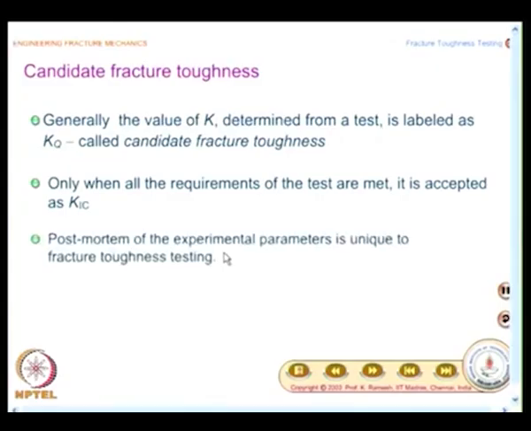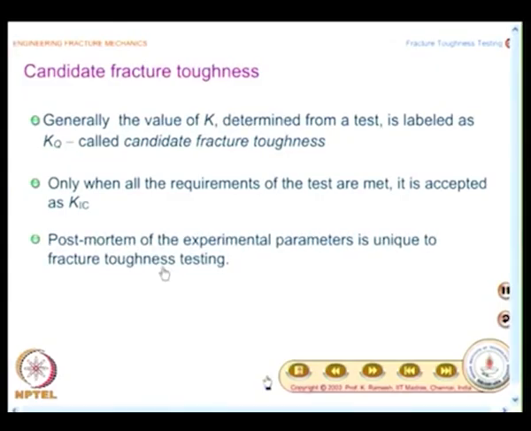This is how the standard E399 operates. This is what is summarized. Only when all the requirements of the tests are met, it is accepted as K1C.